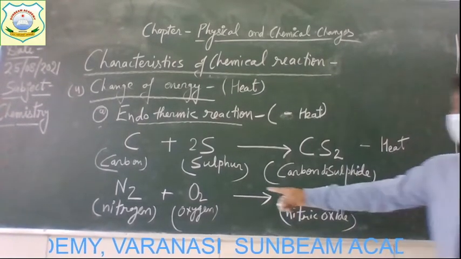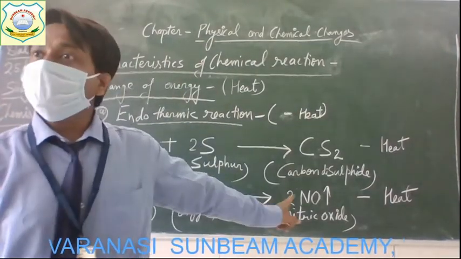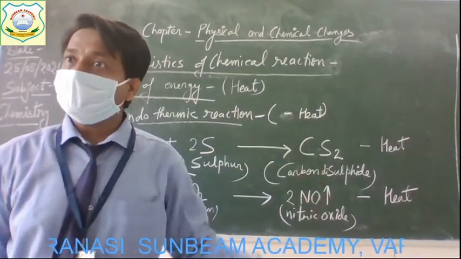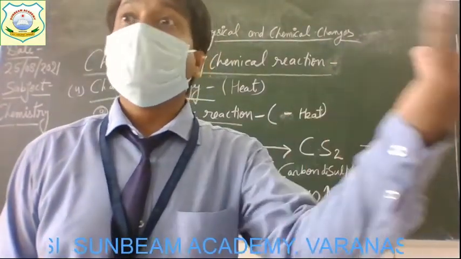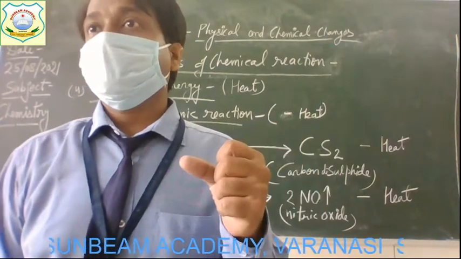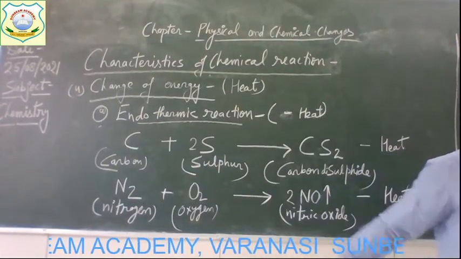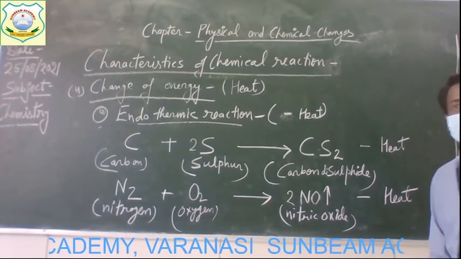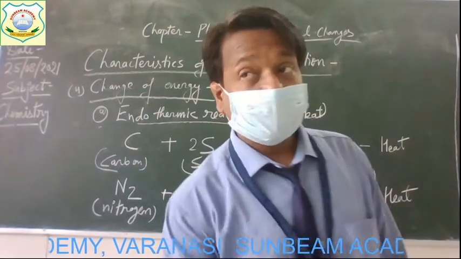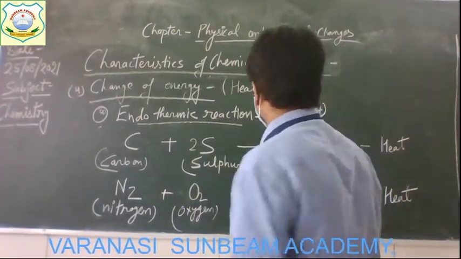So by heating nitrogen and oxygen, which gas is going to form? Nitric oxide gas is going to form, and this reaction absorbs the heat. Clear? So this is also one of the examples of endothermic reaction. Clear to everyone? Okay. Now come to the next, the second one, exothermic reaction.